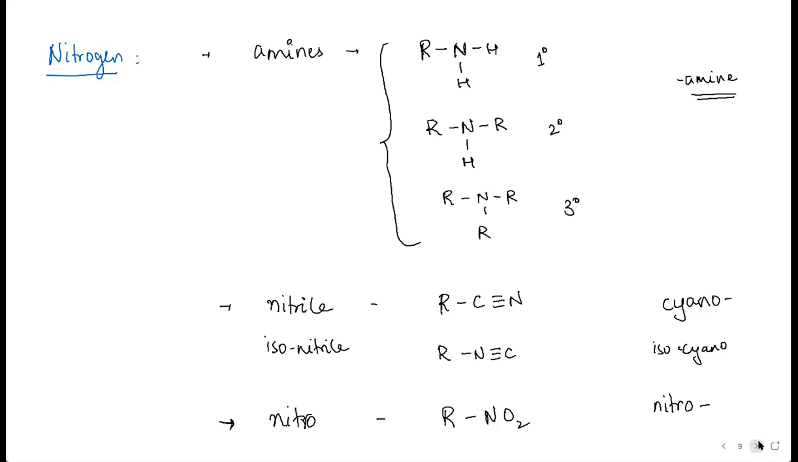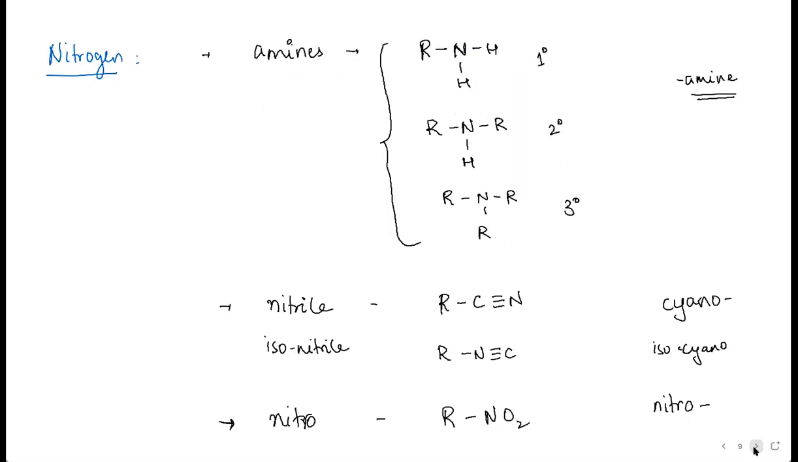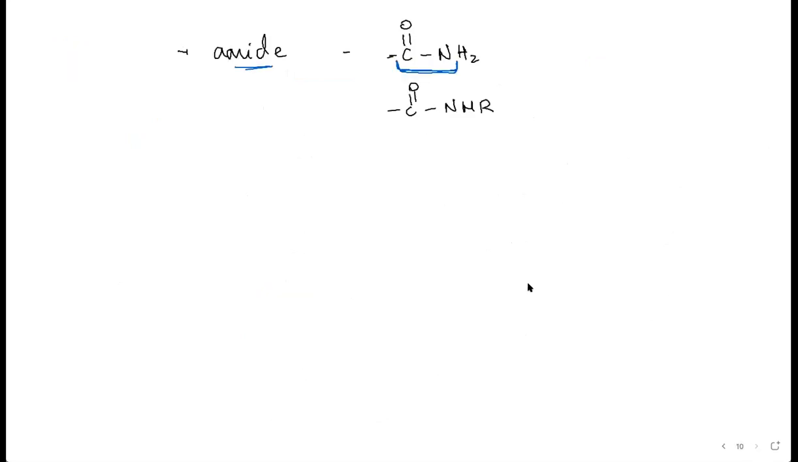Okay. So functional groups containing oxygen, we've got acids, esters, aldehydes, ketones, alcohols, ethers. Functional groups containing nitrogen, we've got amines, nitriles and isonitriles, nitro, and amide is basically a derivative of the oxygen groups.